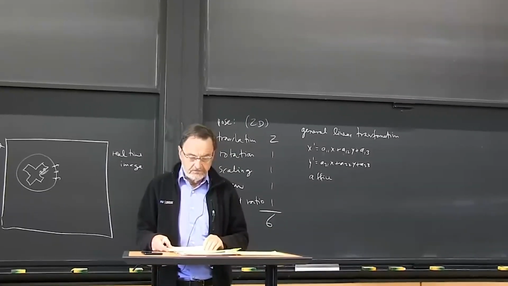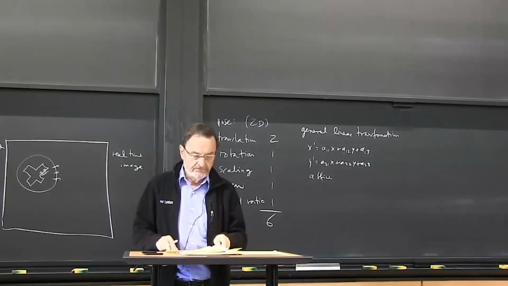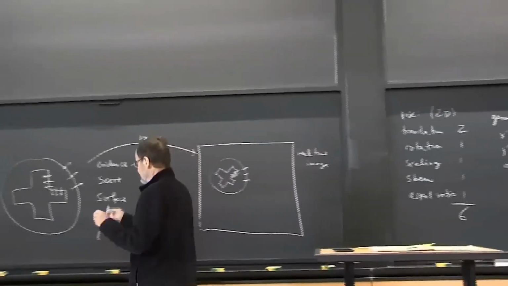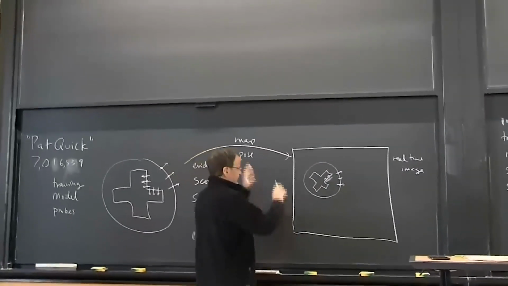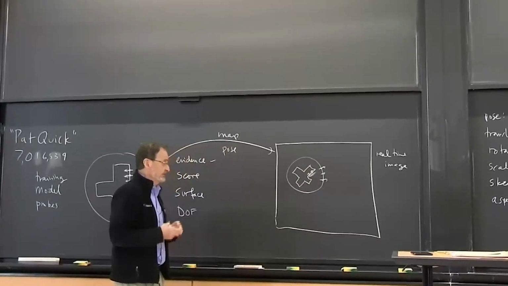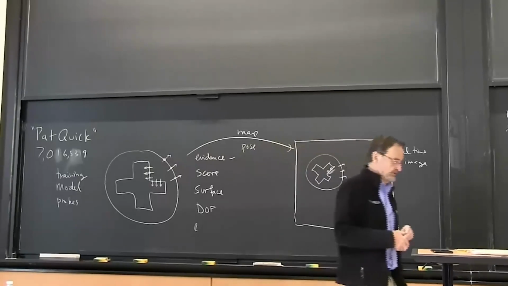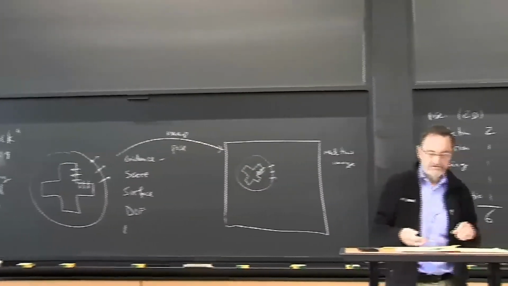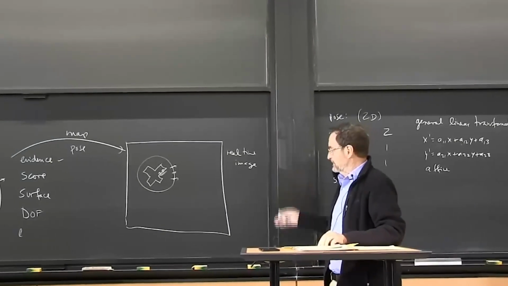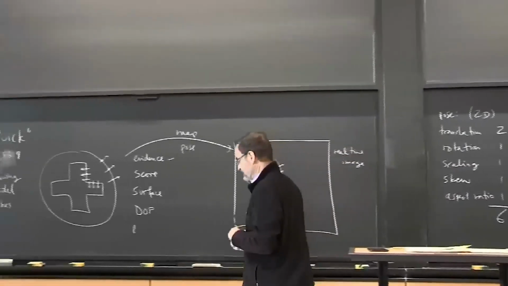Okay, so I want to talk next about the scoring functions. So it's clear what we're doing. We create this model. We map the model onto the runtime image. We collect evidence. We get a score. We find the peak in the score surface in that multidimensional space. And if it's above a threshold, then there's a potential candidate. There could be more than one, or there could be none.